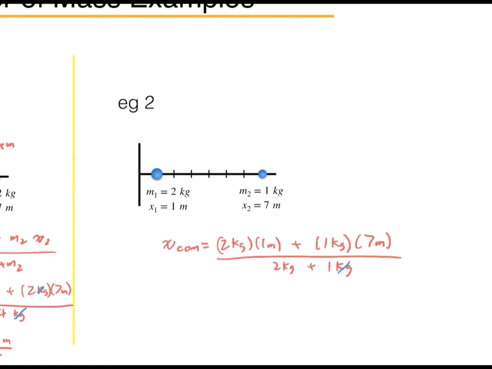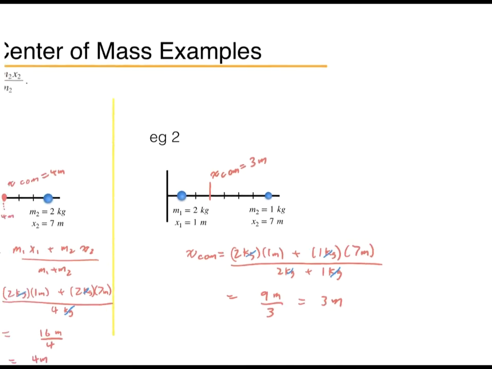And you notice that the kilograms cancel out everywhere again, so we're going to be left with just meters. So on top we have 2 plus 7, so we're going to have 9 meters, divided by 2 plus 1 on the bottom, 3. So our final answer will be 3 meters. So our center of mass here will be right there. So the center of mass of these two things is closer to the heavier one, which is basically what we expect.